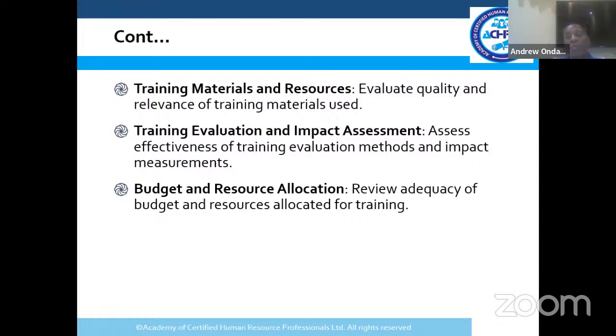For instance, we are in this class being trained on HR audit. It is expected that after this training, you will transfer this knowledge back to your organization. So this is a way of sharing your knowledge after training. So we will find out through the audit whether there are forums for transferring training and learning to the workplace.